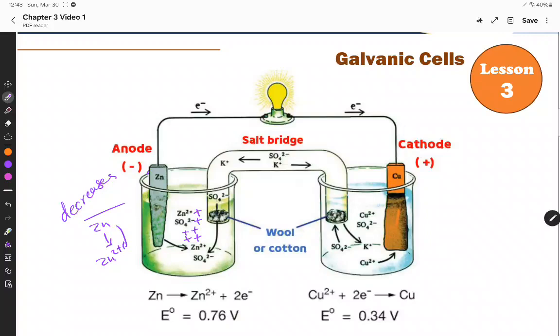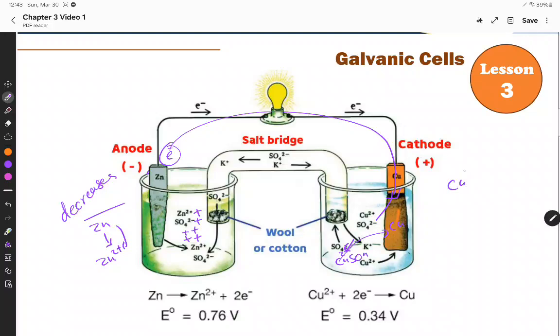Now let's see the other half cell, the cathode. In the cathode, we have copper sulfate solution. Now the copper in copper sulfate, which is 2 positive, is going to gain these 2 electrons. Zinc is going to lose 2 electrons, and the electrons will flow from the anode to the cathode. Copper sulfate is going to get these 2 electrons, then it is going to be converted to the zero state.